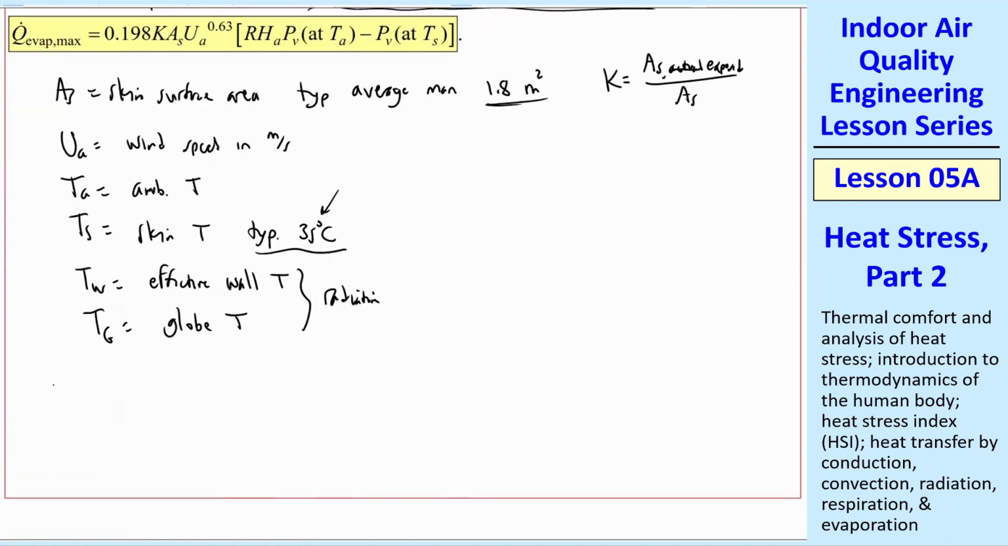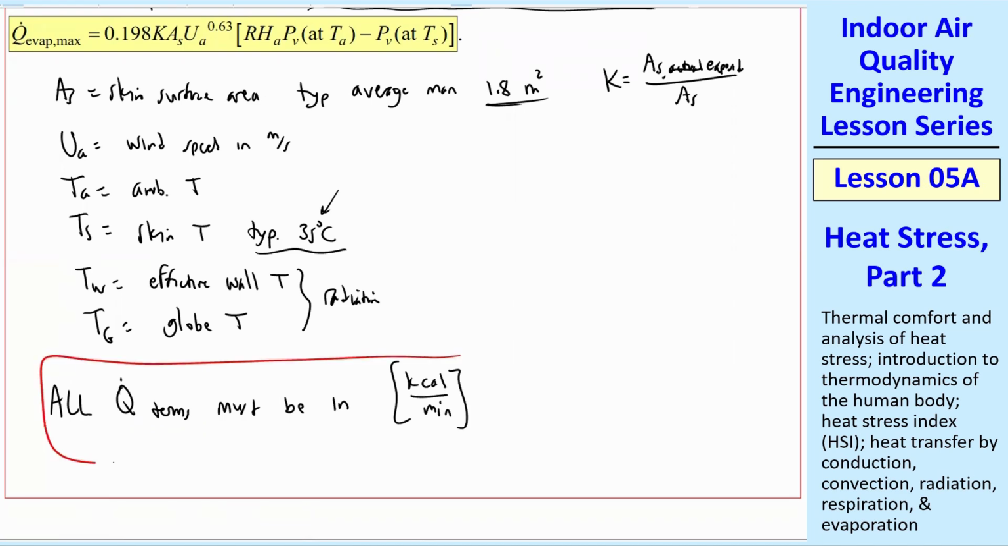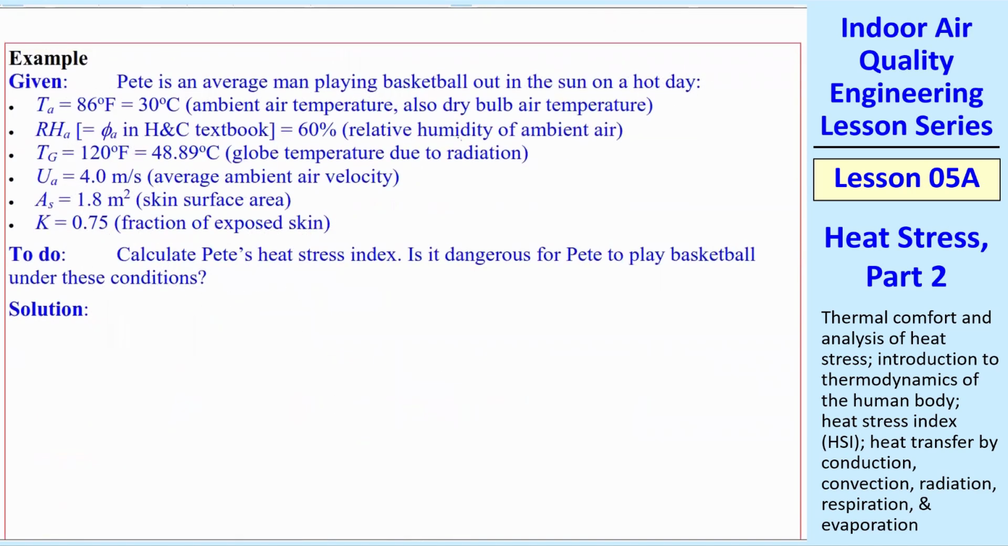Another thing is all Q dot terms must be in units of kilocalorie per minute. So if you look at some of the tables, and we had kilocalorie per hour sometimes, and kilocalorie per day, all these equations will be in terms of kilocalories per minute. Let's look at this example. Let's suppose Pete is an average man.